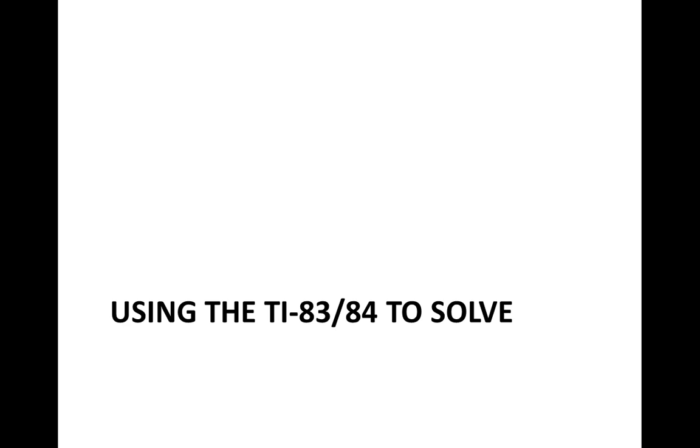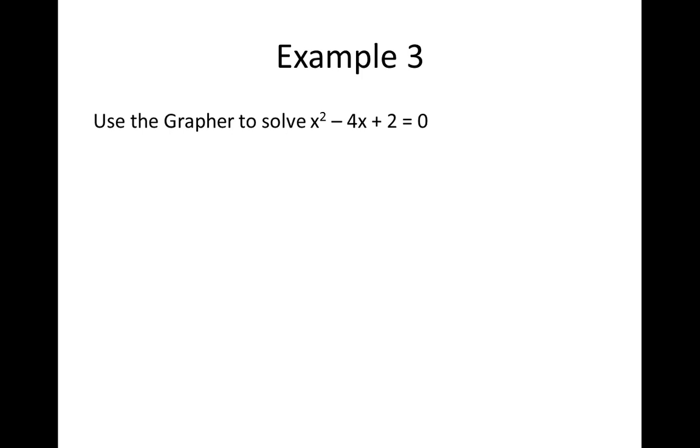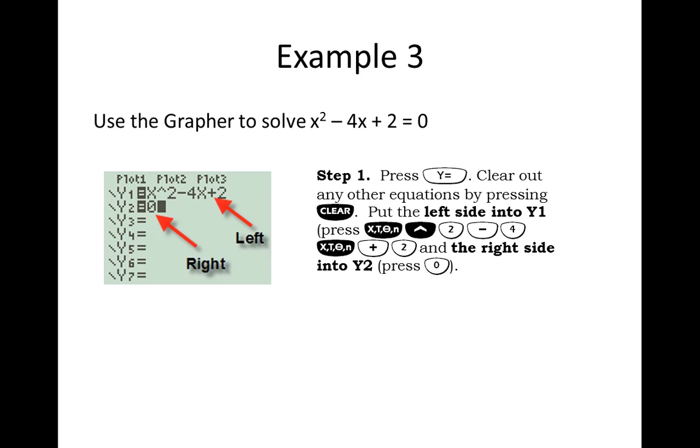We're not always given the graph, though. Let's use the TI-84 calculator to determine these. So let's use the graphing calculator to solve x squared minus 4x plus 2 equals 0. So step 1, we're going to put the left side of the equation into y1 and the right side into y2. You can switch that around if you want to. That's just generally what I do.